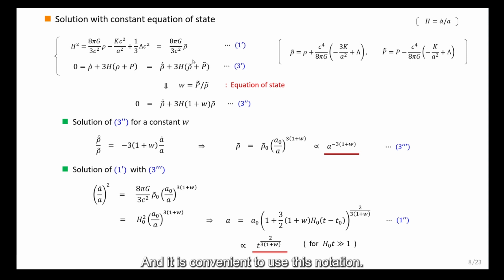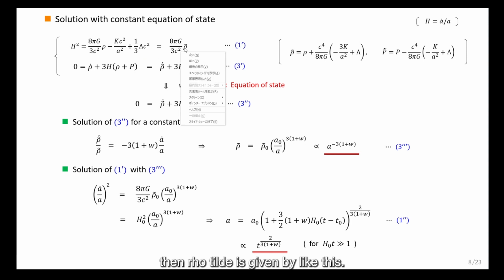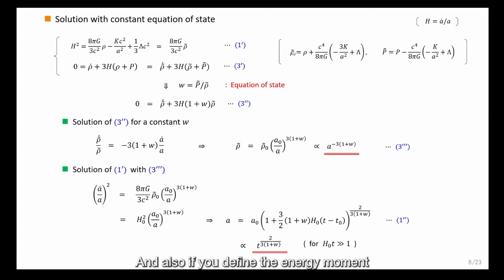It is convenient to use this notation. So I write this part as this rho tilde. Then rho tilde is given like this. And also, if you define the energy momentum tensor in this equation, and define the pressure like this, then the form looks almost the same as this equation.